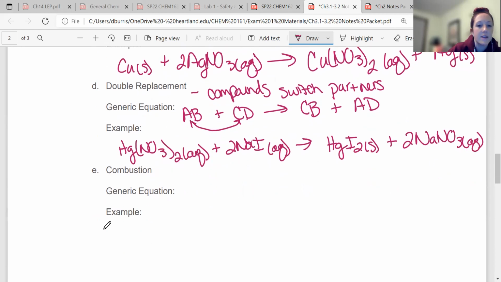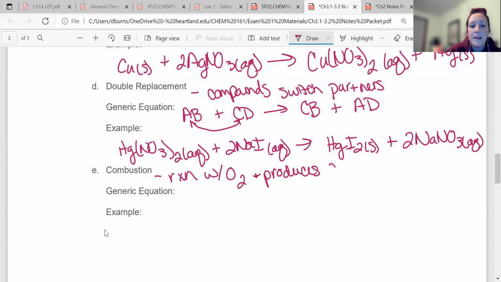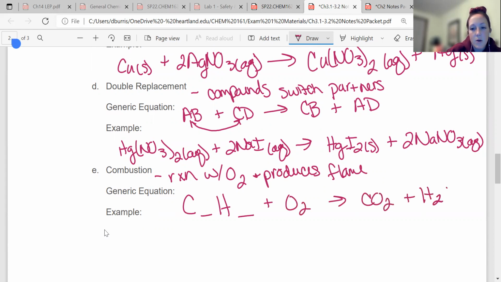Okay. And finally, combustion. You're probably most familiar with combustion equations, right? In order to have combustion, they have to react with oxygen. It's usually a hydrocarbon reacting with oxygen, and it produces a flame. And we're generally going to get water and carbon dioxide out of it. So it's usually a hydrocarbon, like I said. So C something, H something reacts with oxygen and makes CO2 and H2O.